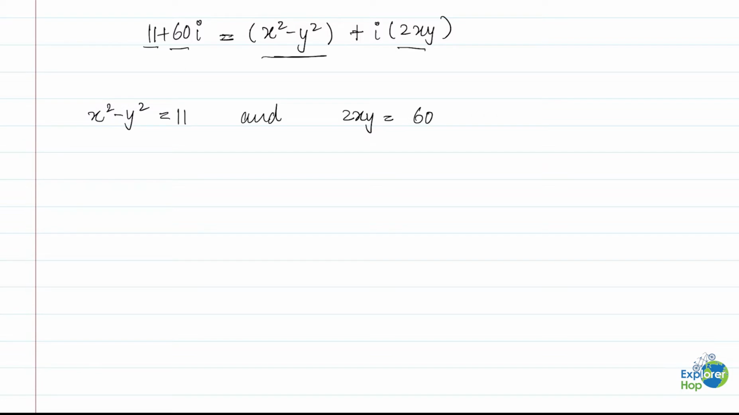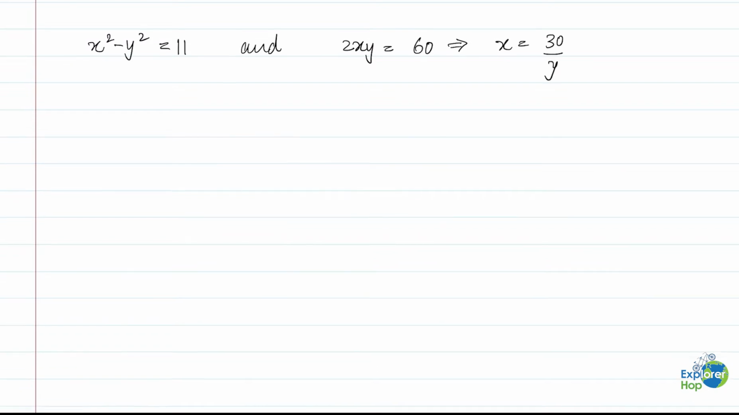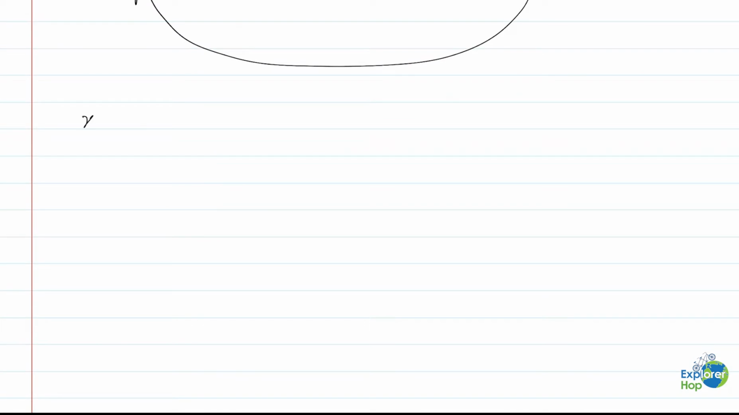Now we have two equations with two unknown variables x and y, and we can easily solve these two equations to get the values of x and y. So the first thing I do is, from the equation 2xy equals 60, I find that x is equal to 30 over y. Now the value of x that I found in terms of y, I will substitute back into this equation to get (30 over y) squared minus y squared is equal to 11.